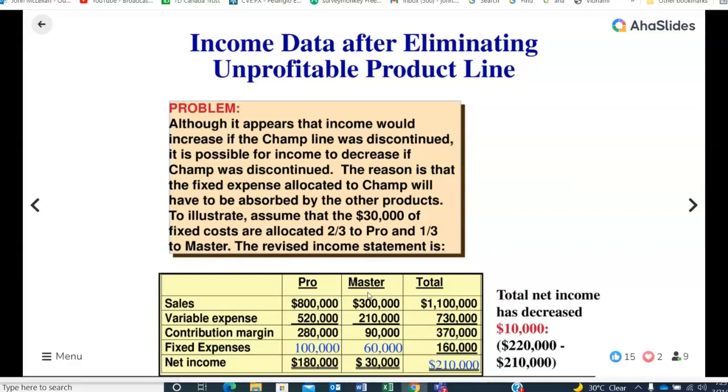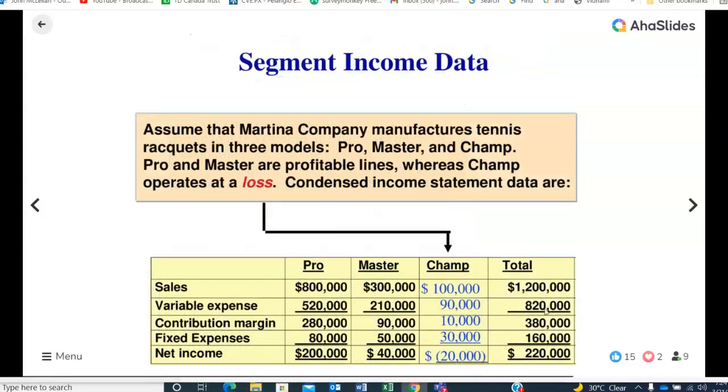What happens? Well, we still have the same sales, variable cost, contribution margin for Pro and Master. We no longer have the contribution margin for Champ because we eliminated it. And the 160 fixed cost is now divided between Pro and Master. And therefore, Pro's profit goes down. Master's, the whole total profit goes down from 220 to 210. Why? Because we got rid of Champ. And notice that Champ had a contribution margin of 10. And there's where you focus, the contribution margin, not the profit so much.